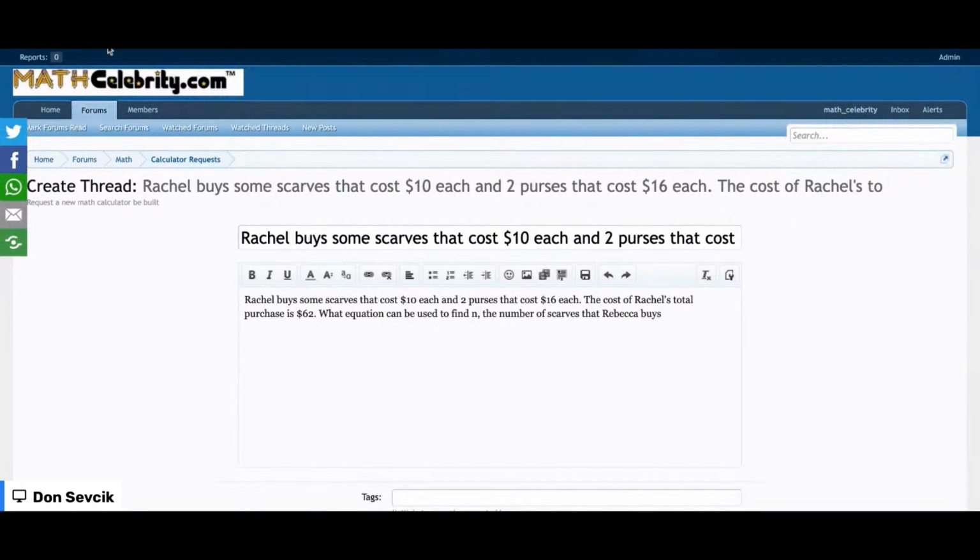Rachel buys some scarves. Let's just check the chat. Nope, we're good. Okay. Rachel buys some scarves that cost $10 each and 2 purses that cost $16 each. The cost of Rachel's total purchase is $62. What equation can be used to find n, the number of scarves that Rebecca buys? All right. Scarves cost equals cost per scarf times number of scarves.